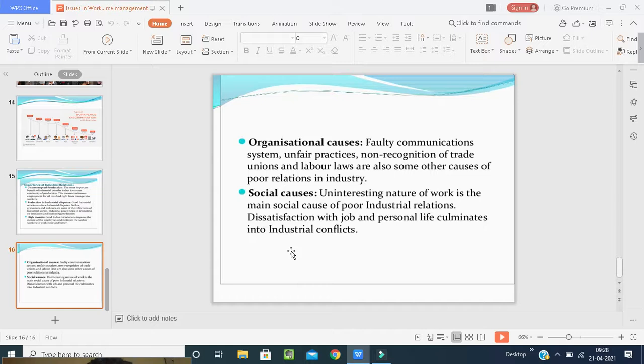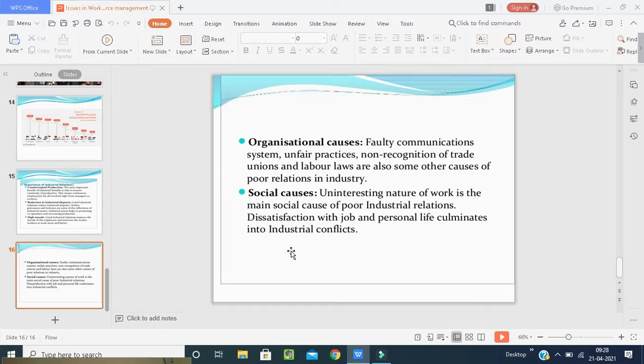Next, organizational causes will be there. Faulty communication systems, unfair practices, and non-recognition of trade unions and labor laws are also some other causes of poor relationships in industries. So the manager or the decision-making people at the top level of management should be fair, the communication should be fair, and unnecessary unfair practices should not be there, or else it will cause a poor relationship in the industry. Next, social causes.